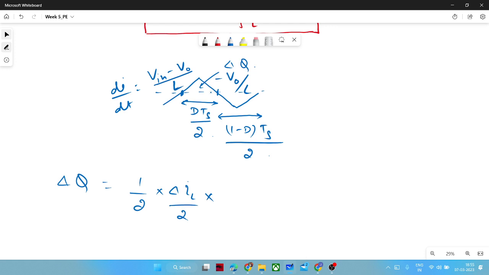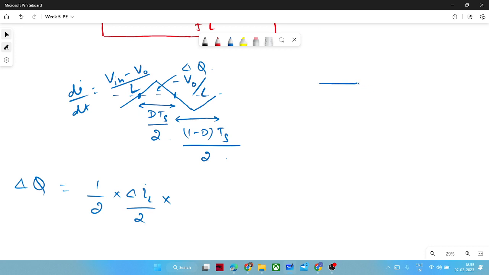You are saying something else, Muthu Kumar? No, sir. I don't know how DTS by 2 will come. Okay, so see, how to separate it? If we draw the waveform of the current, and say the on time is DTS, then half of that time the current through the capacitor will be on the negative side, and half of the time it will be on the positive side.